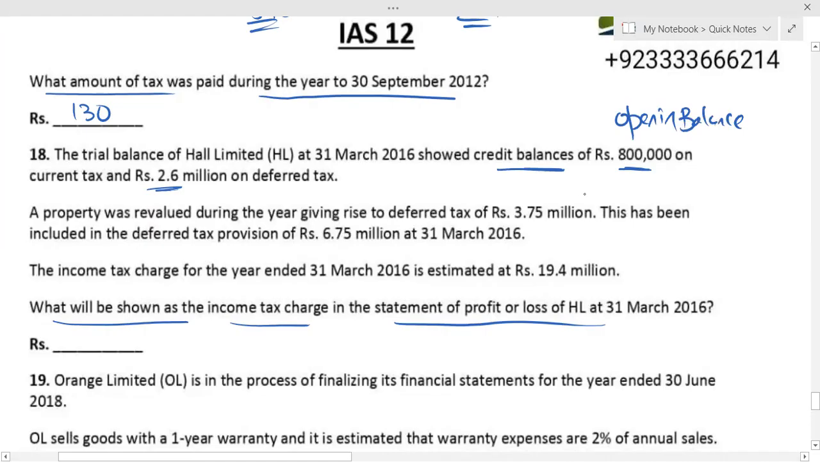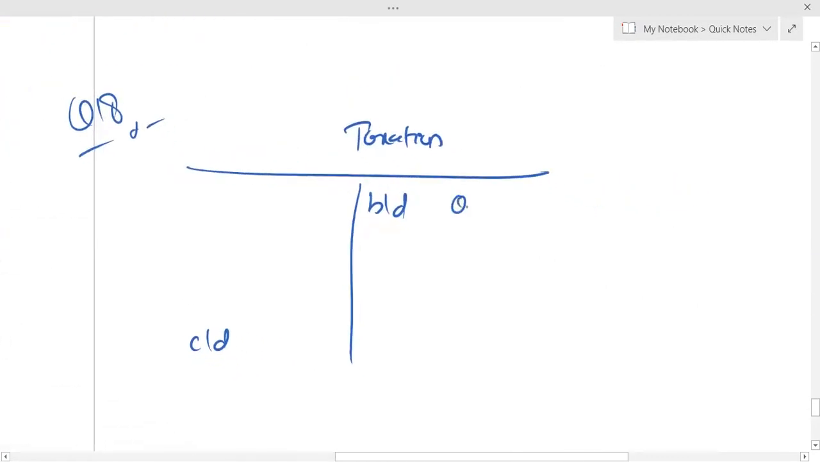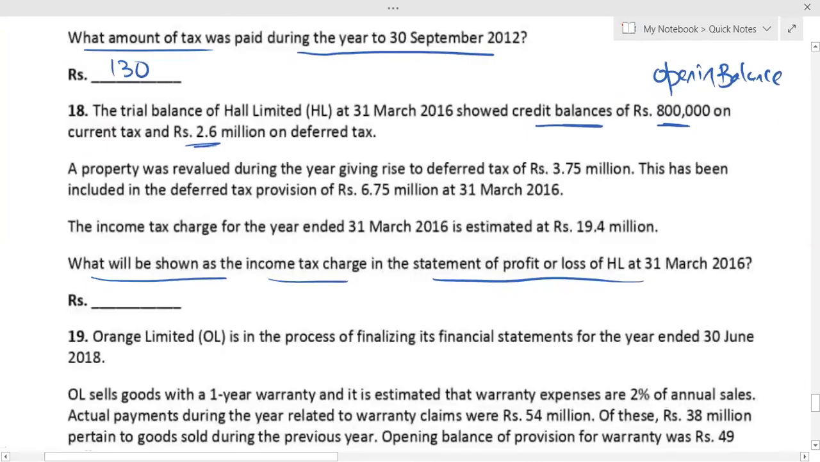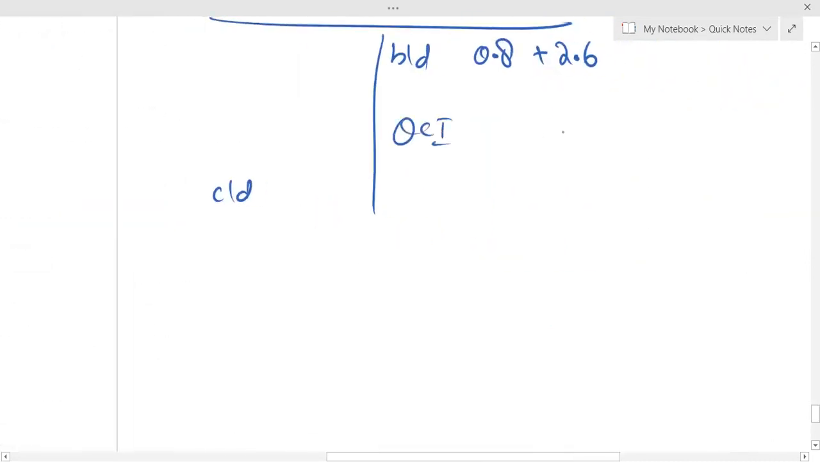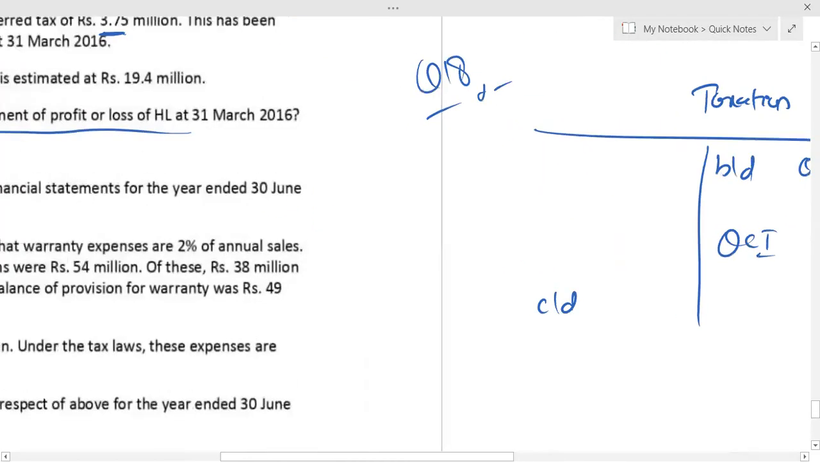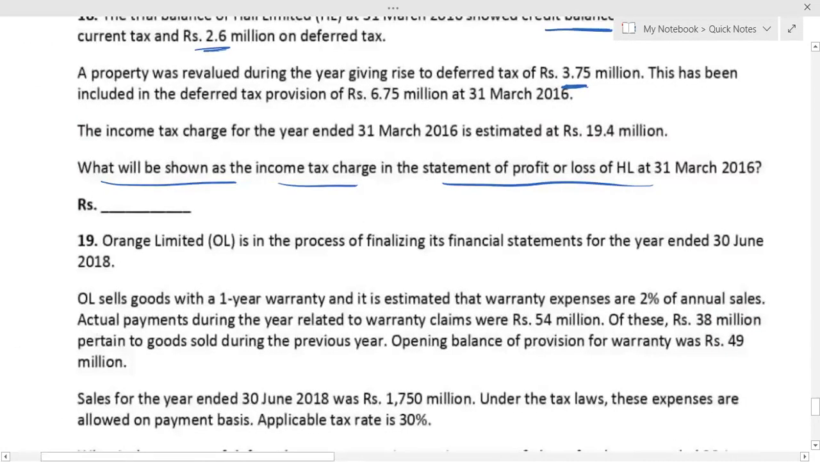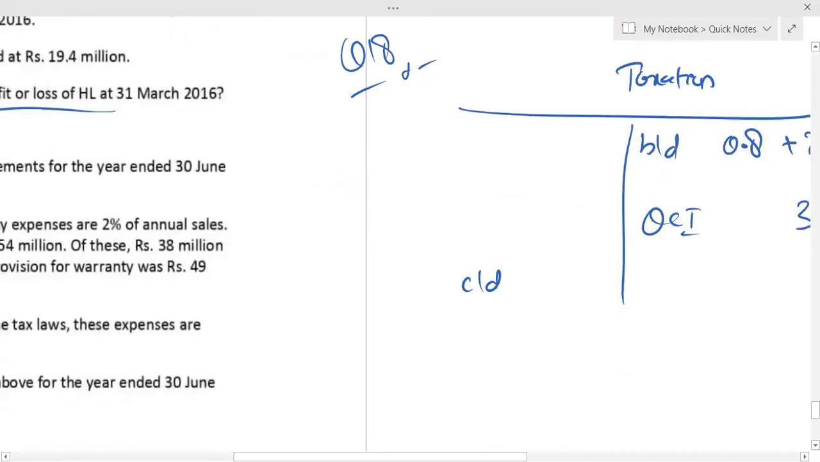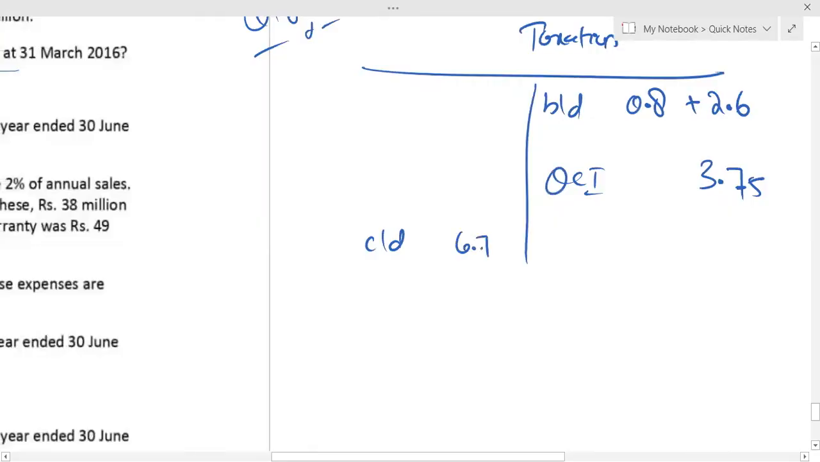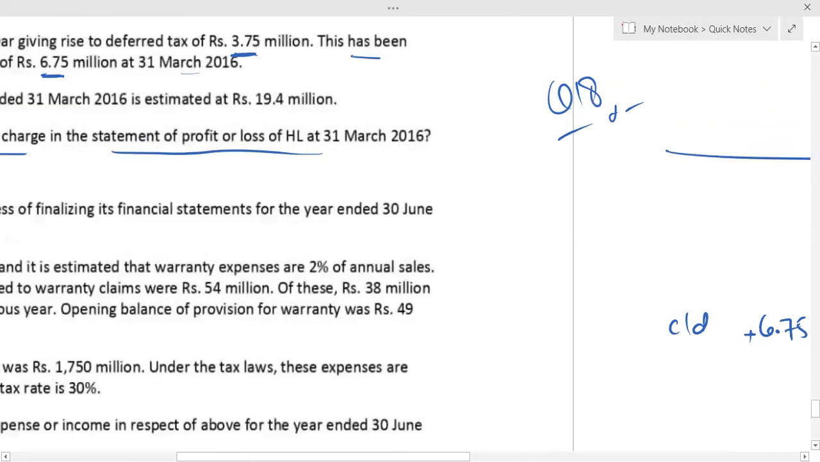So when the opening balance of the current tax is on the credit side, it is over provision. It is 0.8 million and deferred tax is 2.6 million. A property was revalued during the year, giving rise to a deferred tax of 3.75. This has been included in the deferred tax provision of 6.75. So the closing balance of the deferred tax is 6.75.